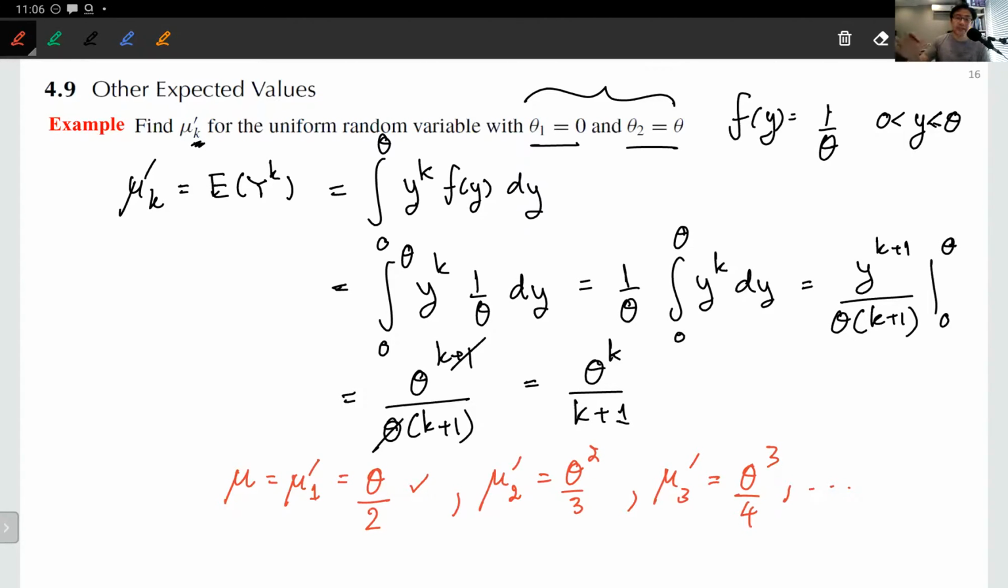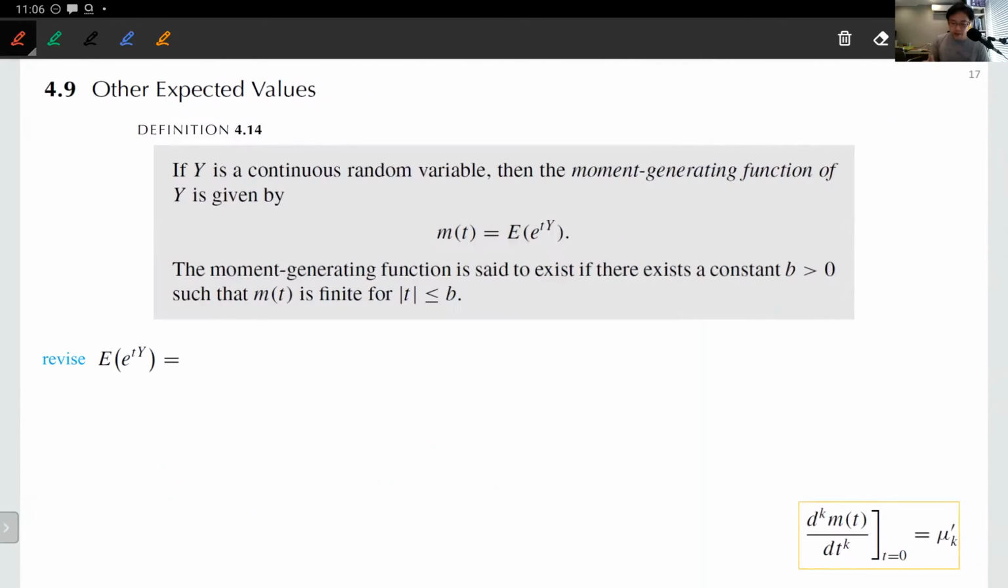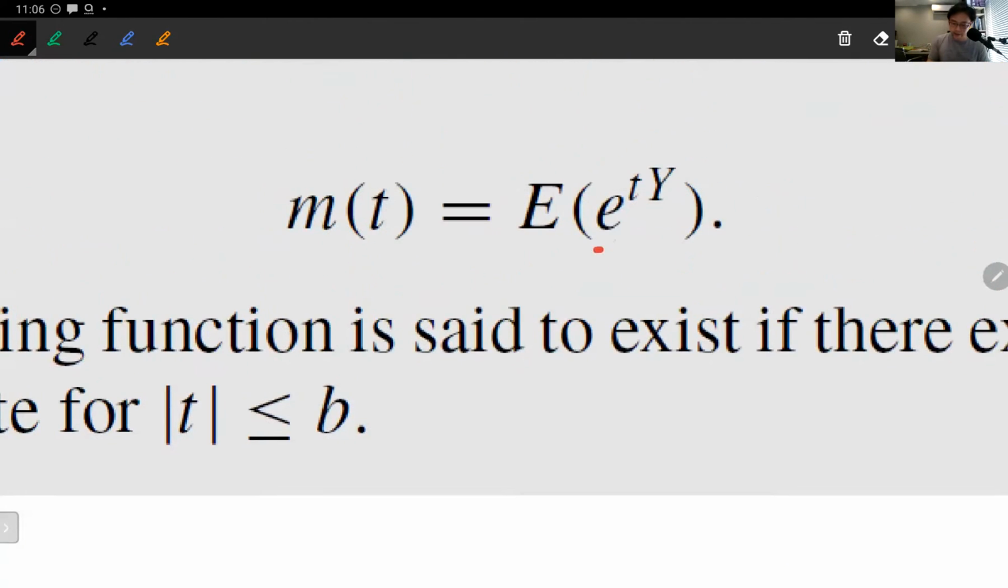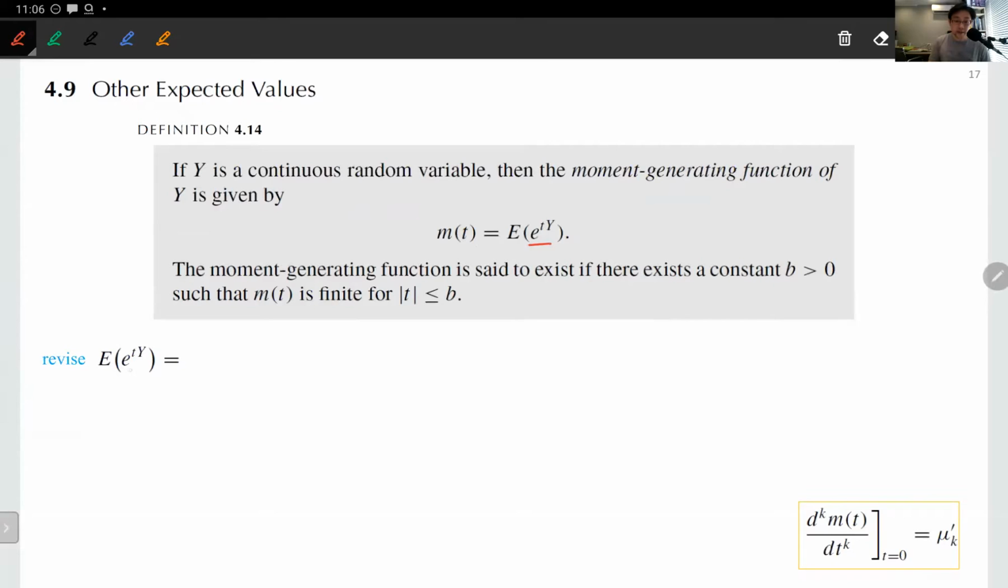And if I want to extend this to the moment generating function, you guys know what to expect. All I need to do is find the expected value of e to the ty. If you can figure out e to the ty, you're done. Do the same thing. Just to revise what we did before: take e to the ty, multiply by the probability density function, and do the integration everywhere.